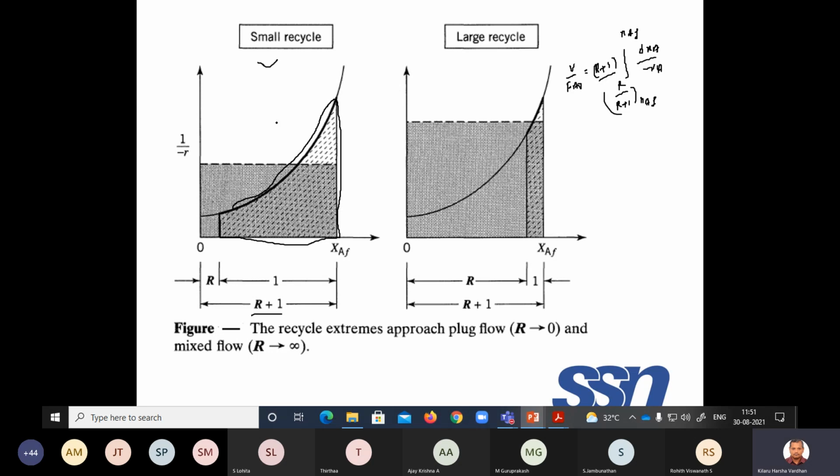So for a small recycle, we can understand from the graph itself that the area of the recycle stream is nothing but the area under the curve. Whereas for the big one, you have to have this entire thing. Therefore, the area of a rectangle is nothing but the area of the recycle reactor. So for a large recycle stream, when R is infinite, your performance equation turns to CSTR. That is what is shown here in a graphical way. Does it make sense, the explanation I'm giving you?